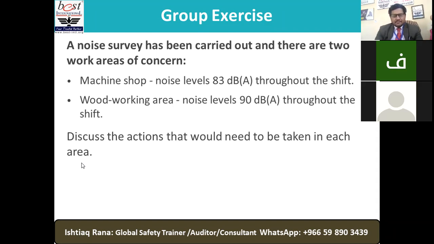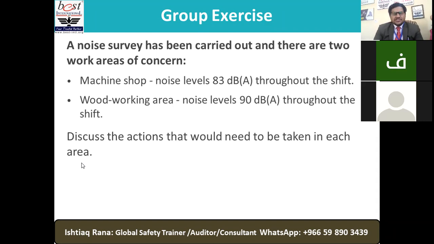So either single or double hearing protection, or limited time for that activity if it's high noise. So that's for the machine shop, and in the woodworking shop we have the same thing.